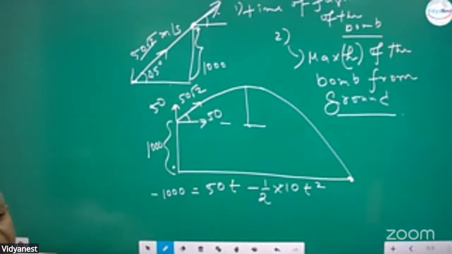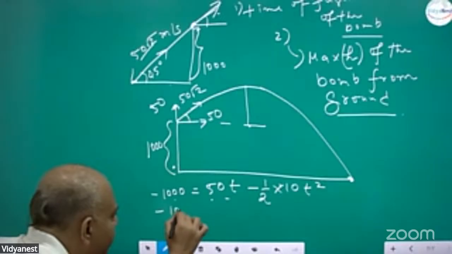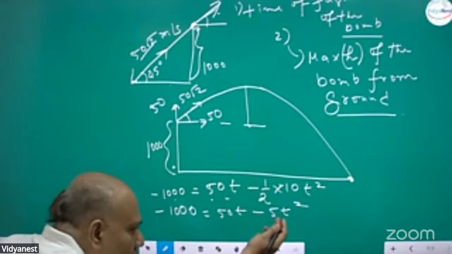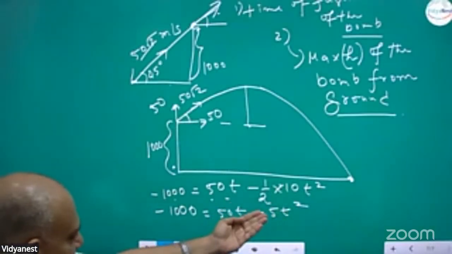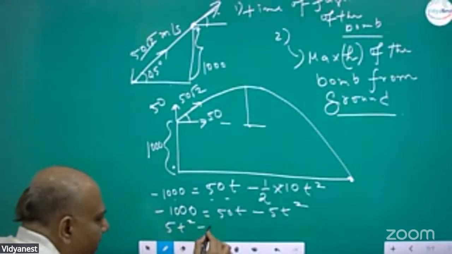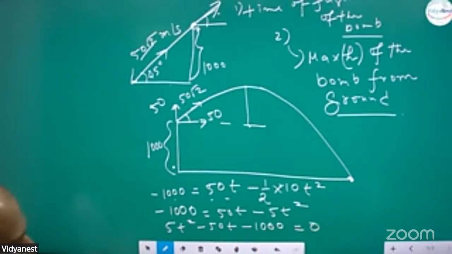Sort of understanding my point? Yes, I got it. So displacement minus 1000, 50t minus half gt square. So the final equation becomes 1000 is equal to 50t minus 5t square. If I put 5t square and 50t on this side, the result is 5t square minus 50t minus 1000 is equal to 0. So it is a quadratic of time.